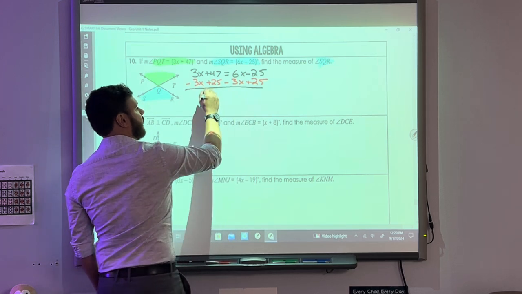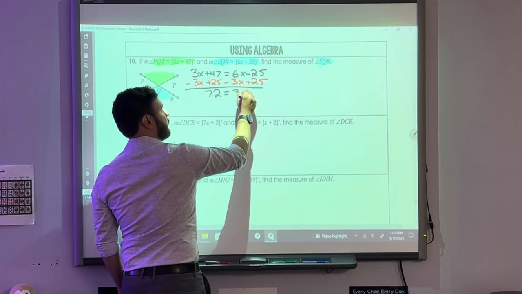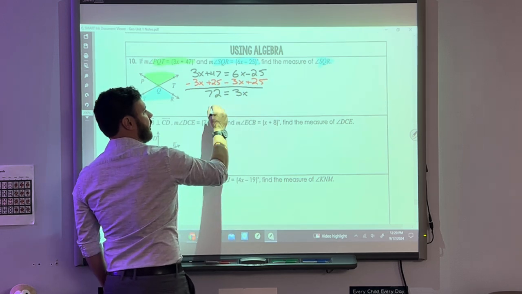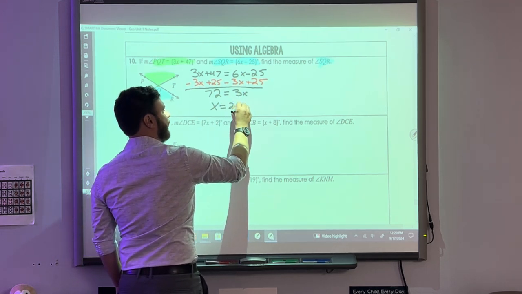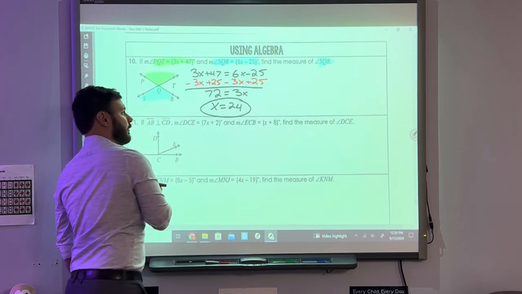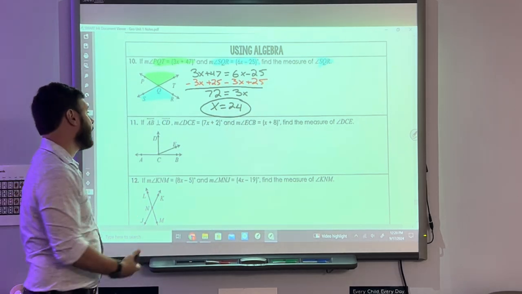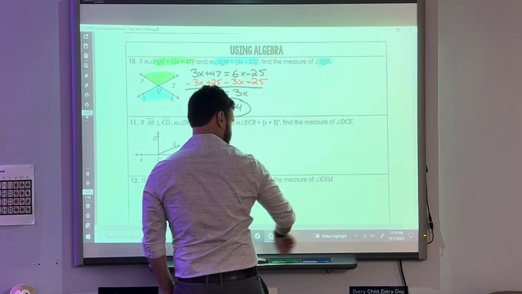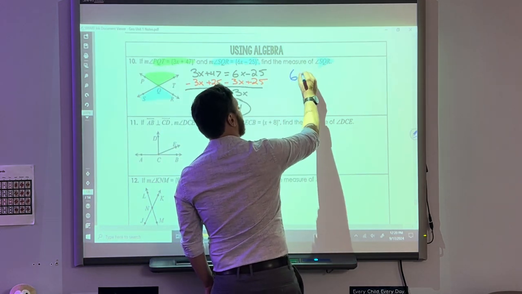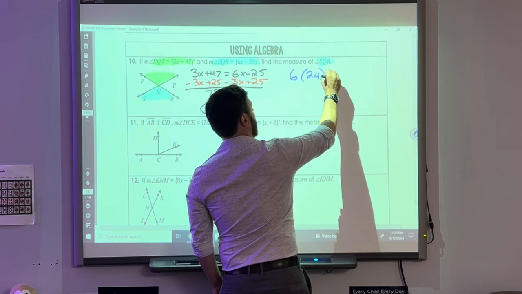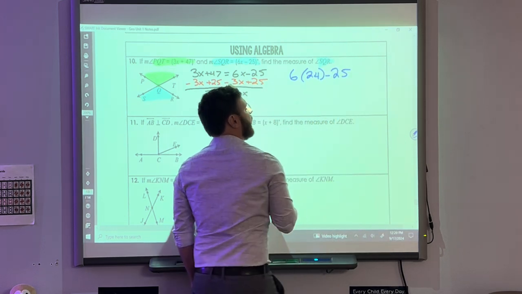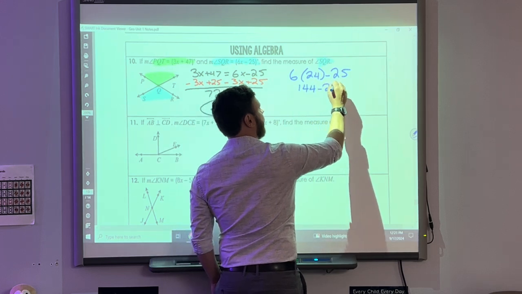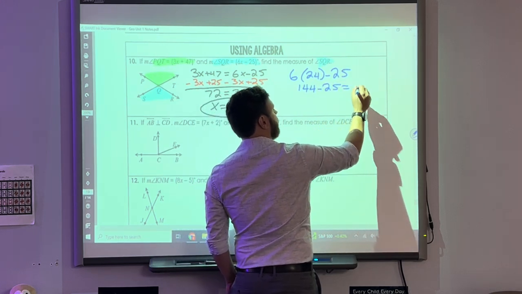What is that, 72? 72 equals 3x. Divide by 3, x equals 24. Okay, that's important, but that's not what we wanted. We wanted to know what the blue one is, so let's substitute this in. 6 times 24 minus 25. Well, that's going to be 144 minus 25, or 119.